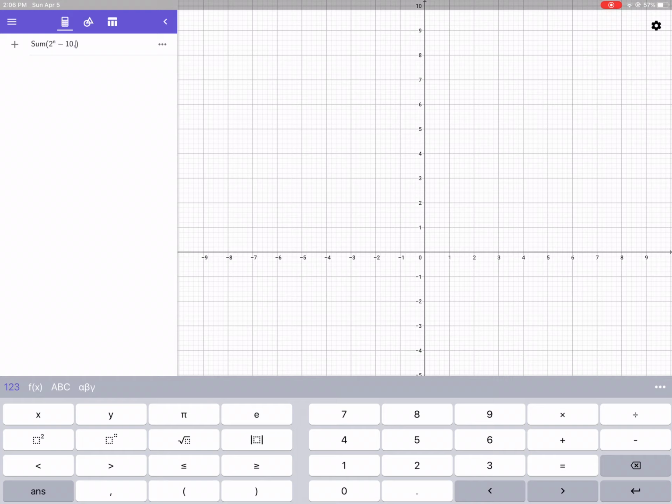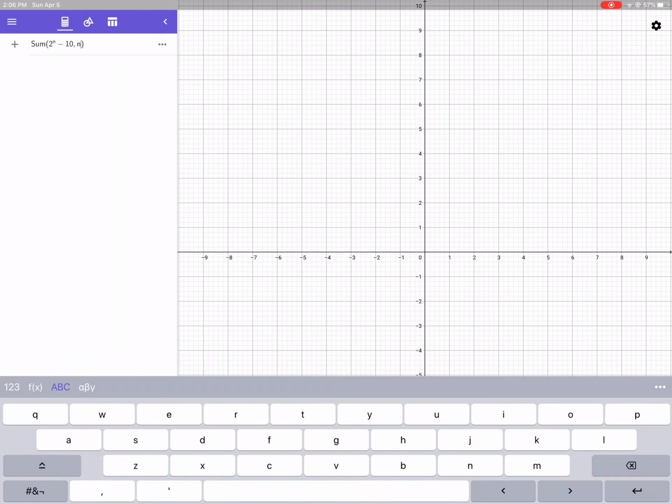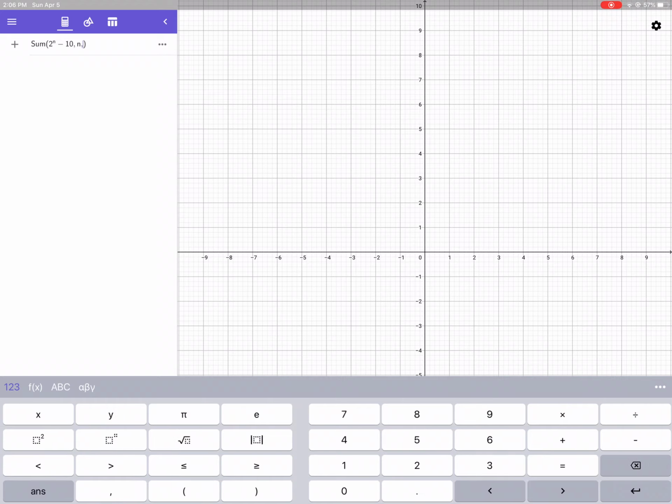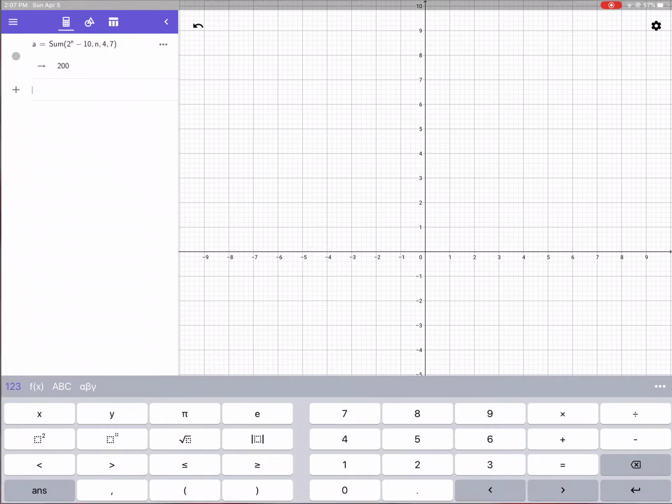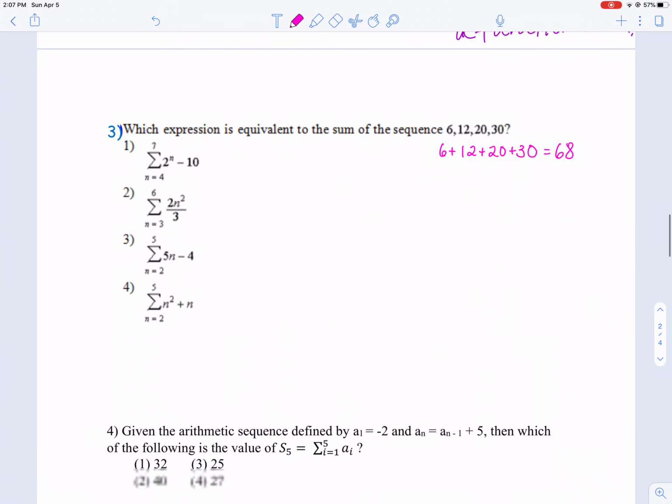I'm going to hit my comma, and I'm going to define my variable. Here, it's n. Now, I'm going to do a start. Here in the first example, it starts at 4, and it ends at 7, which has a sum of 200. So the sum of this series is 200. It's not 68. Can't be that one. So I'm going to go to the next one.